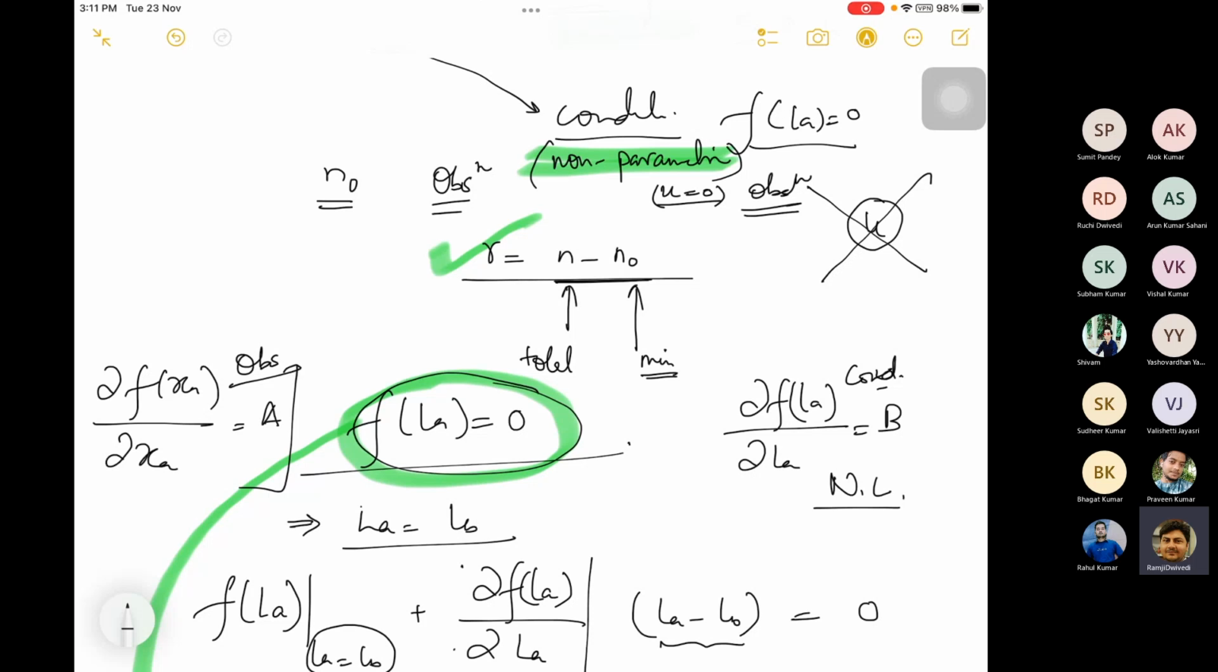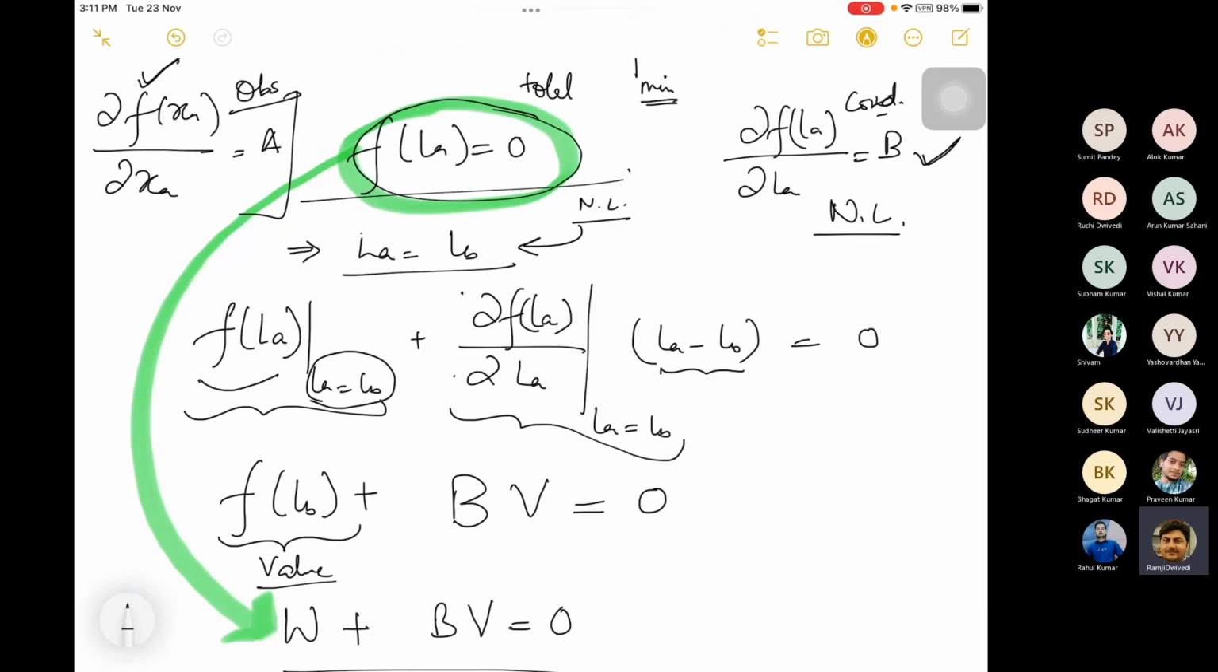What you have to do is linearize it. If it is a nonlinear system, you will linearize it at L_a = L_b. In the observation equation method, you were partially differentiating the function F(X_a) with respect to X_a, because X_a was the variable you were interested in finding. Here, in the condition equation method, you linearize F(L_a) with respect to L_a. So when you linearize, the function value at L_a = L_b plus the partial derivative with respect to the variable at L_a = L_b times (L_a minus L_b) is equal to zero.